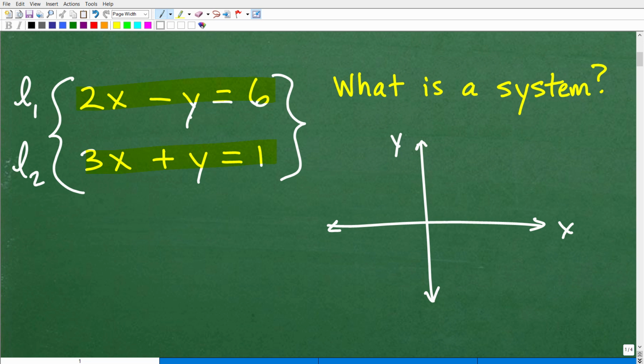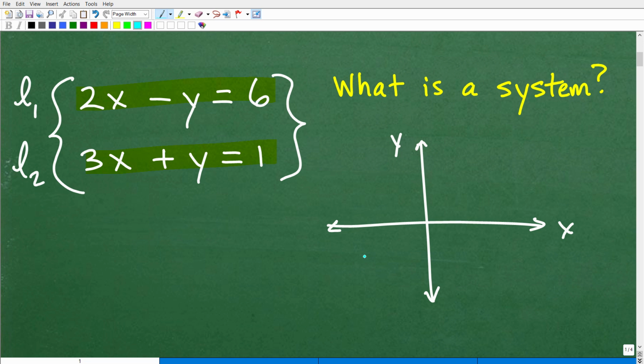So both of these lines are written in what we call standard form, but you can write them into slope-intercept form. But hopefully you know how to graph this line. So if I said graph 2x minus y is equal to 6 and graph 3x plus y is equal to 1, you would know how to plot a linear equation on the xy Cartesian plane.